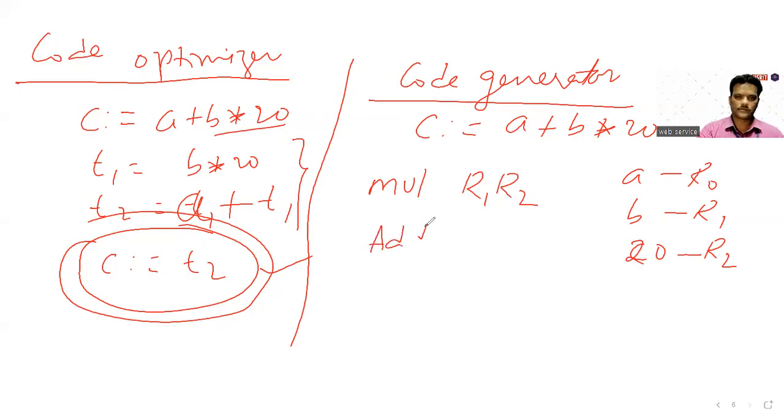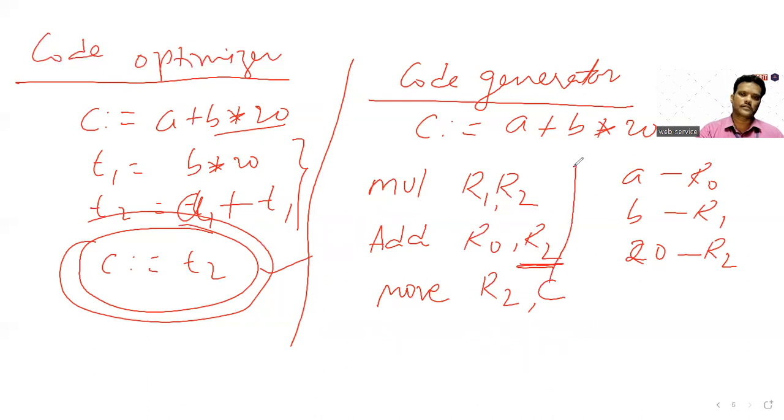Then add R0, R2. So here the R0 value is added to R2. Previously R2 held B star 20, and R0 is A. A is added to B star 20 and the result is stored in R2. Then move. The total value is in R2, then move R2 to C. So this is the code generator.